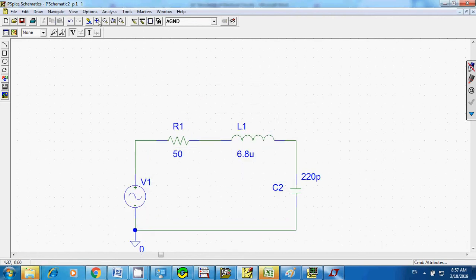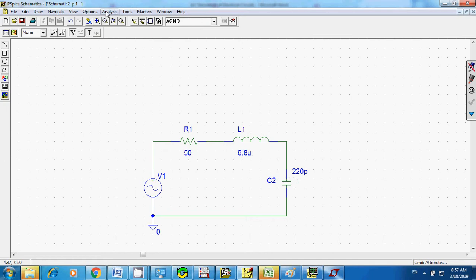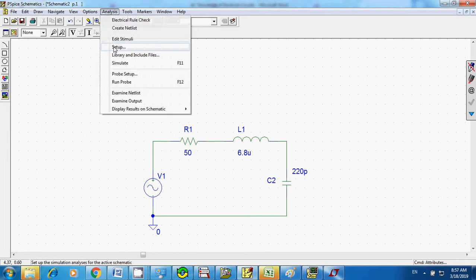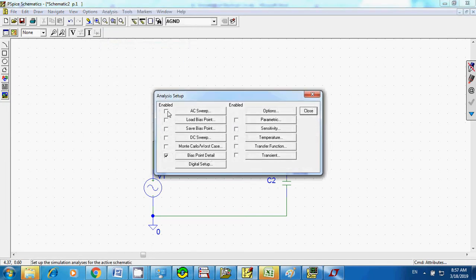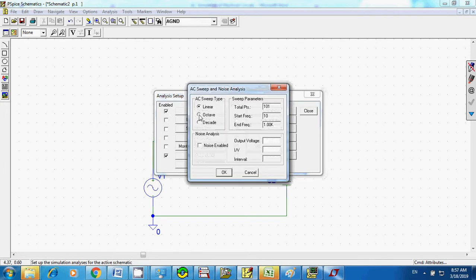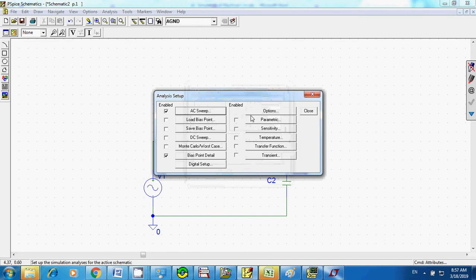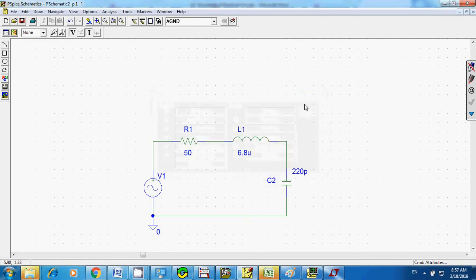Alright, so we're ready to do the simulation, but before that we need to go to Analysis, go to Setup, and then you're looking for AC Sweep, because we're looking for the frequency response. Since it's going to start from 10 Hertz or whatever, like 100 Hertz, that's fine. And I'm going to put the end at 10 megahertz, so that's MEG. Click OK. So you're ready to do the simulation.